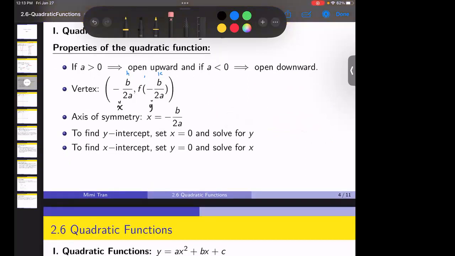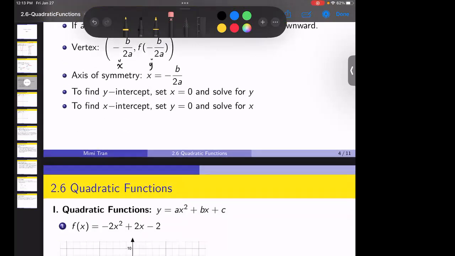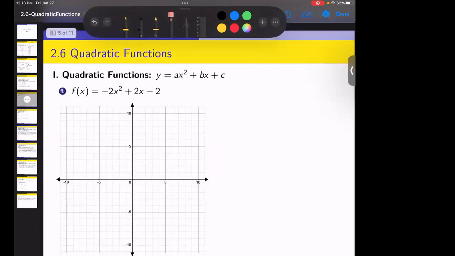To find the y-intercept, you set x equals 0 and then solve for y. To find the x-intercept, you set y equals 0 and then solve for x. That's simple. So let's do this one using those. A is negative, so A equals negative 2, which is less than 0. Open up or open down? Down. Right.